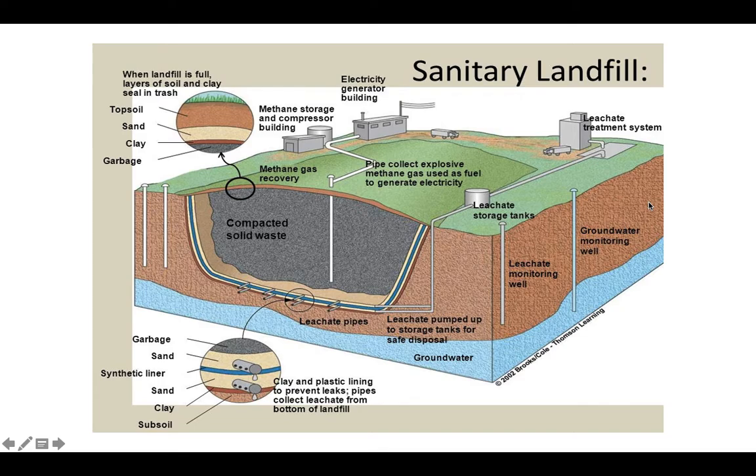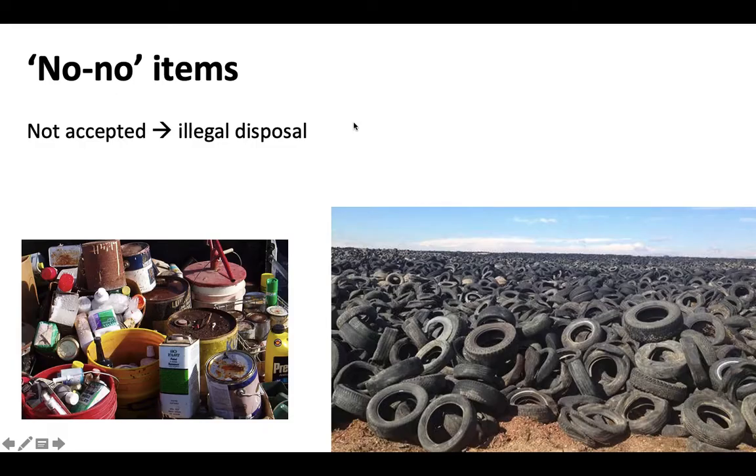Here's another diagram showing a similar thing. You can see layers underneath. You've got the garbage, but then you've got a layer of sand. You've got a synthetic liner. You've got some more sand and clay. You've got the leachate being pumped out and stored and then eventually treated. And you've got methane gas recovery as well, to store and generate electricity.